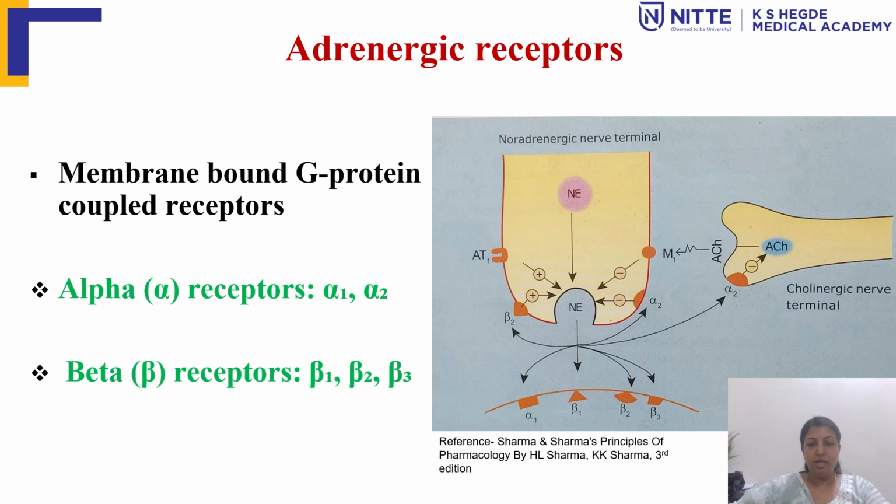Adrenergic receptors are present postsynaptically. This is an adrenergic nerve terminal, and you have the neurotransmitter which is released, that is norepinephrine. This is a synapse. Postsynaptically, on the effector organs, we have the receptors. These drugs bind to the receptors and produce the action. So you have alpha receptor and beta receptor. Alpha has alpha 1 and alpha 2, and beta has beta 1, beta 2 and beta 3.